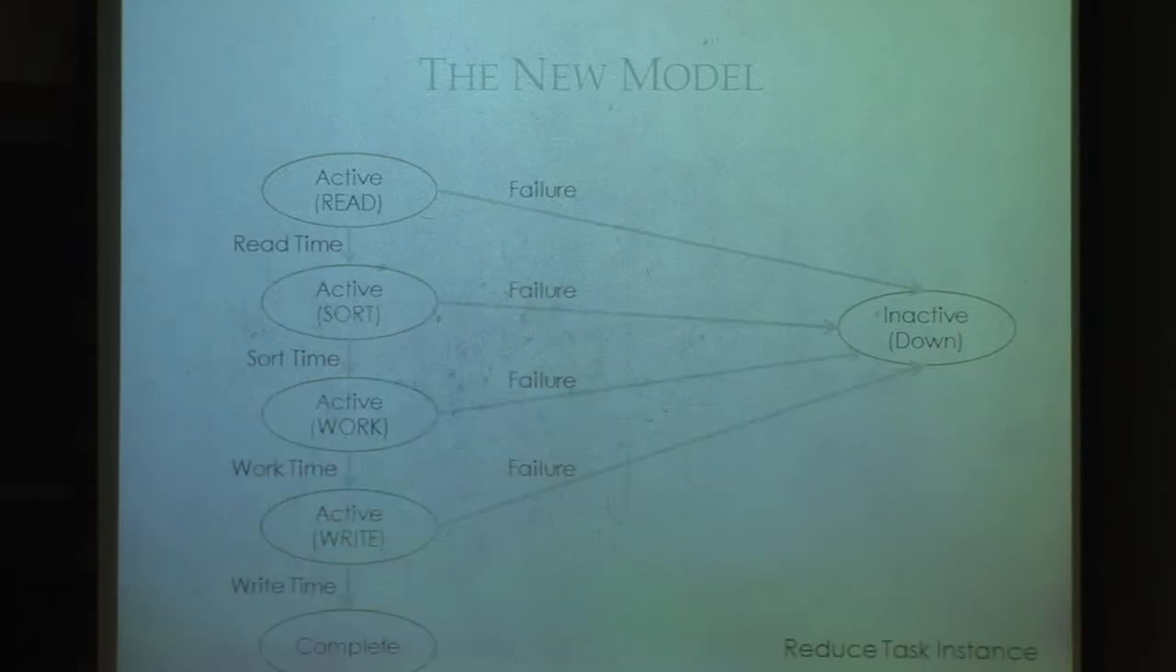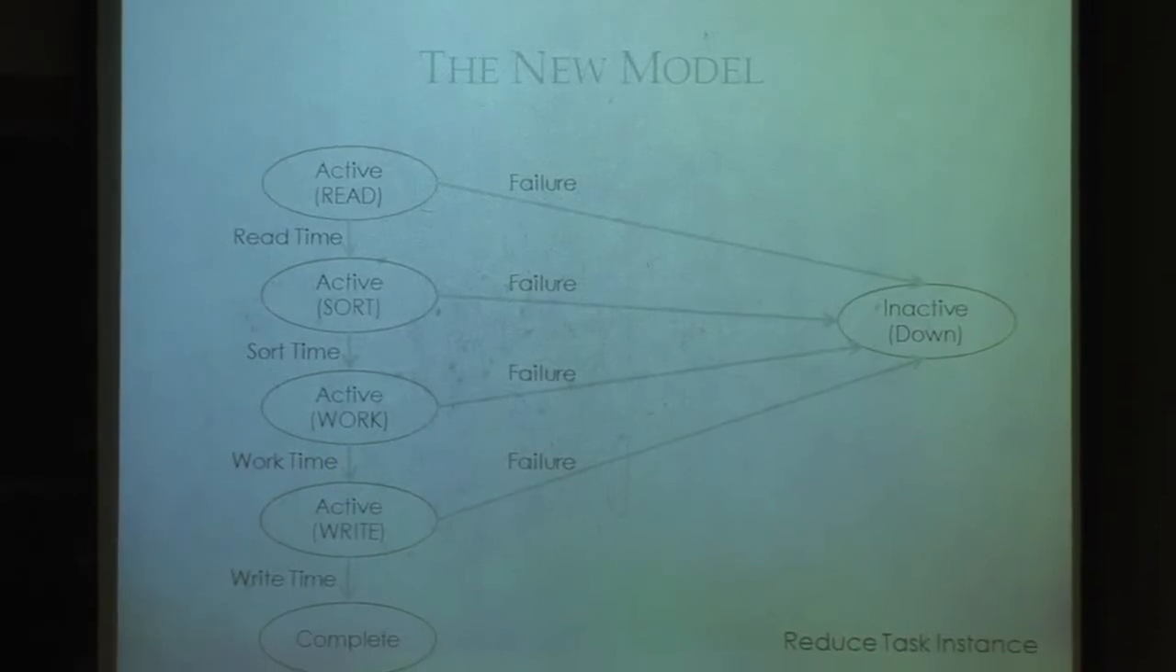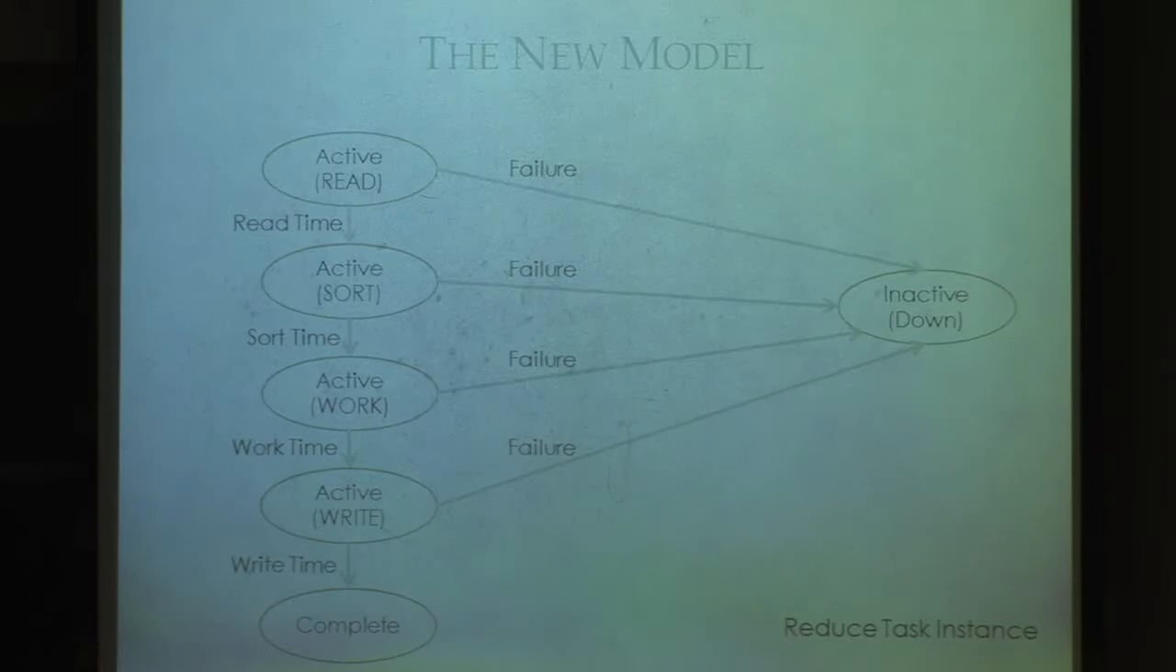The reduce task is very similar. It has the read, work, and write phases, but it also has an additional sort phase meant to encompass the shuffle and sort aspect of MapReduce. Technically, this is handled a little bit both on the map and reduce side, but for the sake of simplification in the simulation code, it's represented here. So again, same deal. If a failure occurs, the node goes down, and we have to re-execute from the beginning.